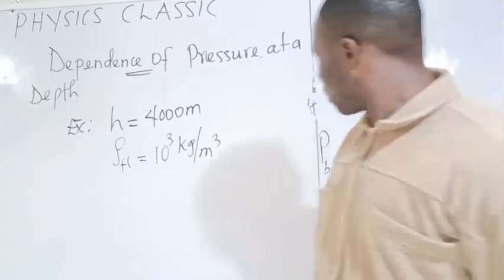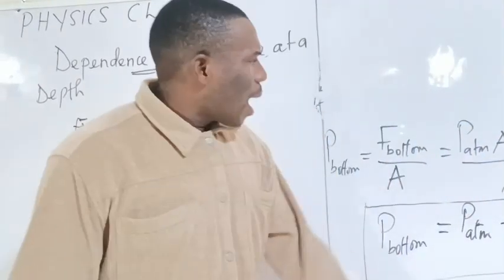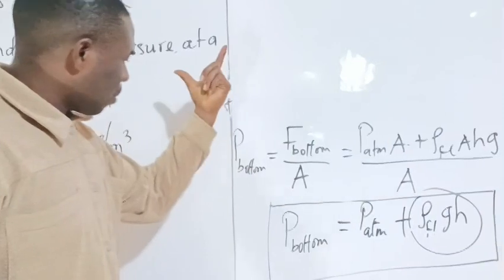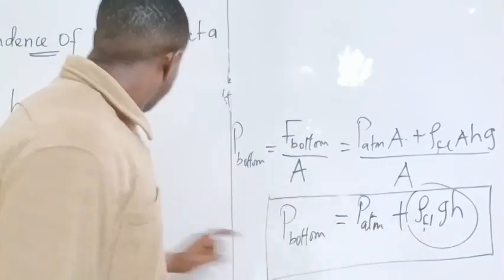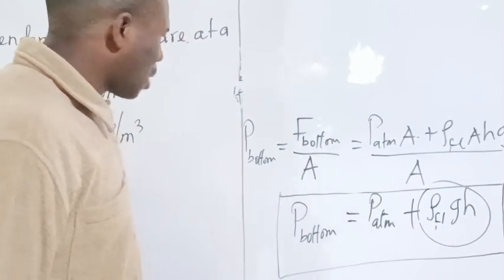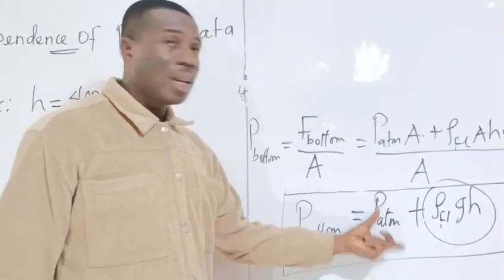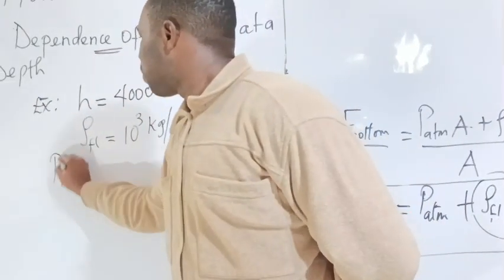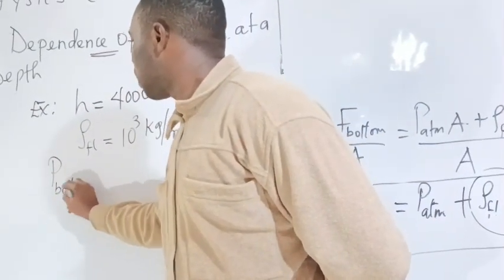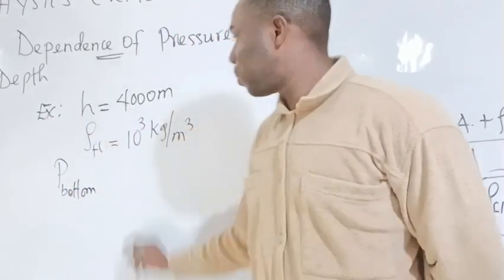Now, the emphasis is this. I know what H is. Of course, G is a given. It's roughly 10. The density of water is also given to be 1,000. And I do know that the atmospheric pressure is clearly 1 atmosphere. So the question now is, what is the pressure at the bottom of the Atlantic where the Titanic was found?